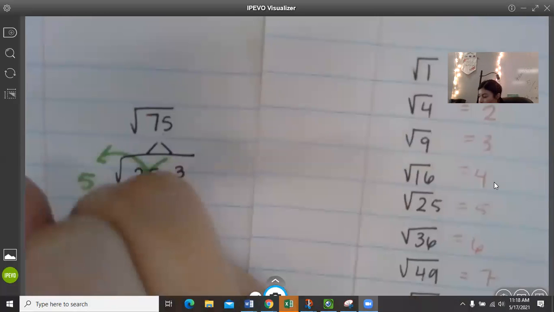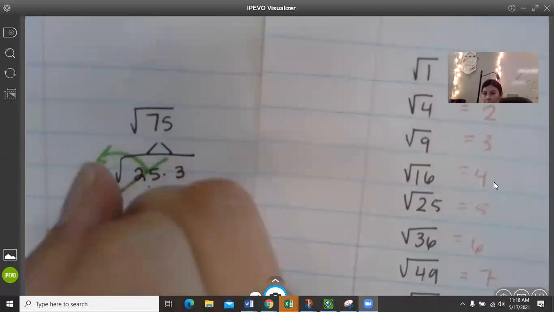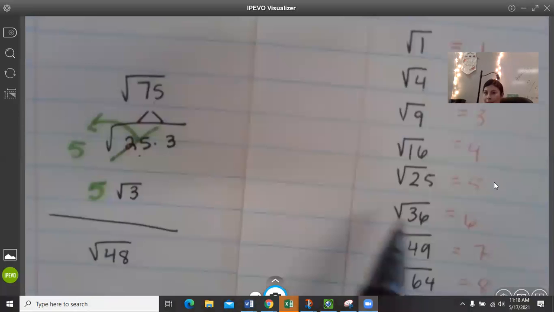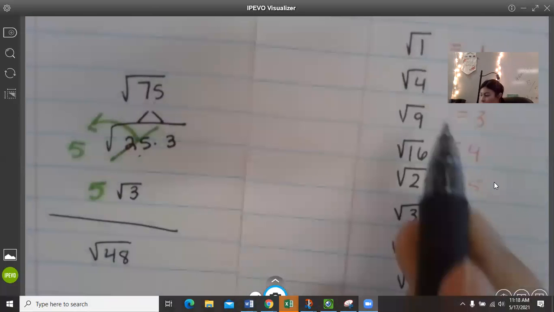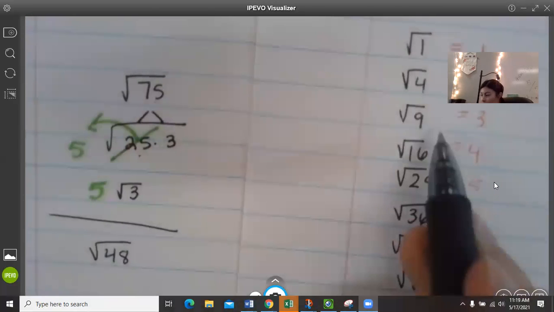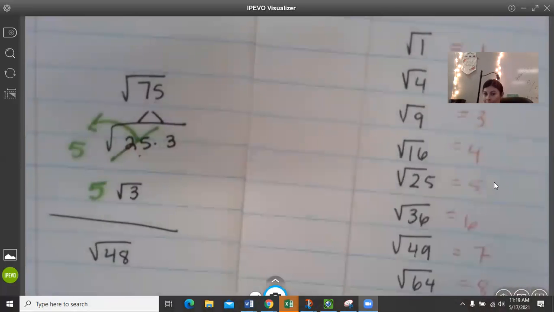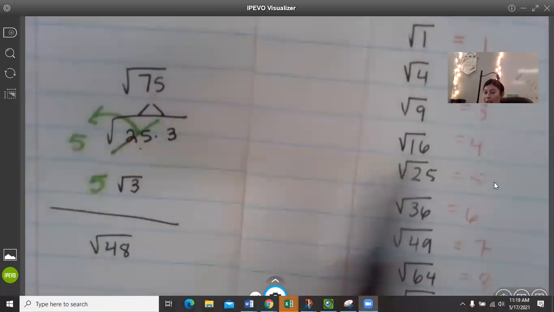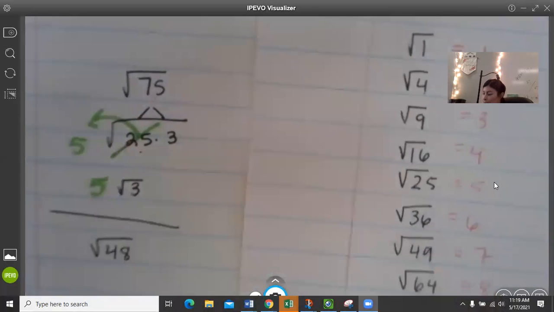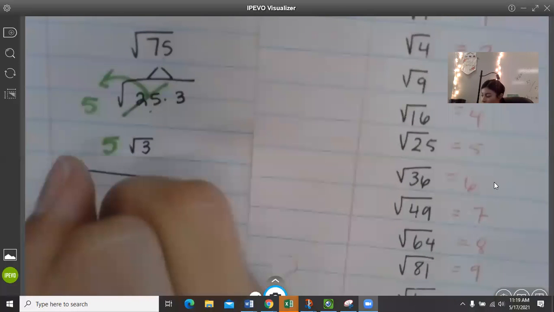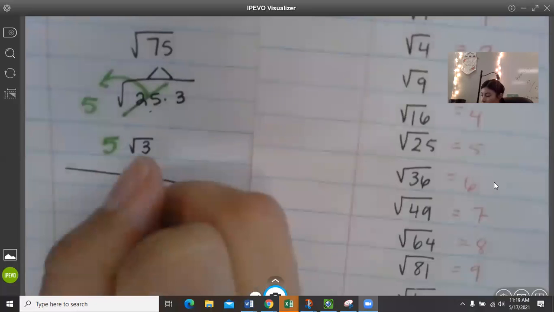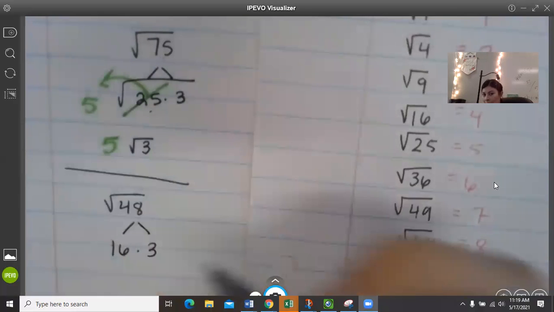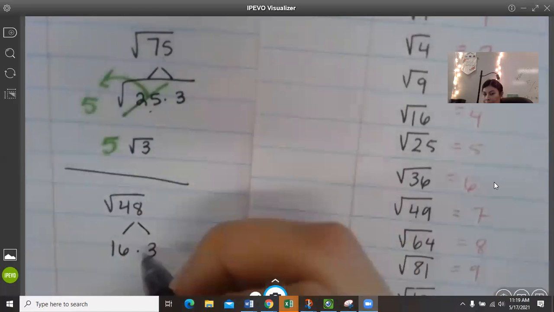What about the square root of 48? So 48 is not on this list. Okay, I can divide it by 4. I cannot divide by 9, and I can divide it by 16. Because 16 is bigger, it's going to save me more time if I choose 16. So I can divide this by 16. 16 times 3 is 48. And all I did was divide 48 by 16.